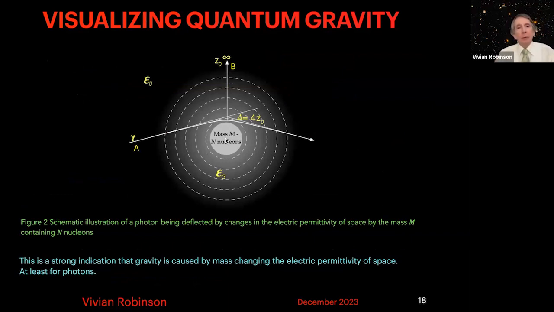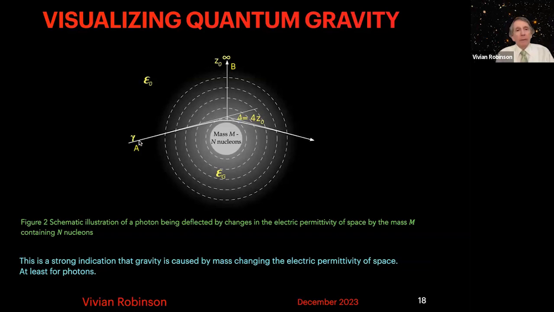Here, we just have a situation in which you have a large mass M with N nucleons generating a changing electric permittivity around it. The shades of gray indicate the variations. The brighter the gray, the stronger the variations, and the darker the gray, until you get to black, the lesser are the variations. The black represents epsilon naught, the electric permittivity of matter-free space. The dashed lines represent lines of equal electric permittivity.